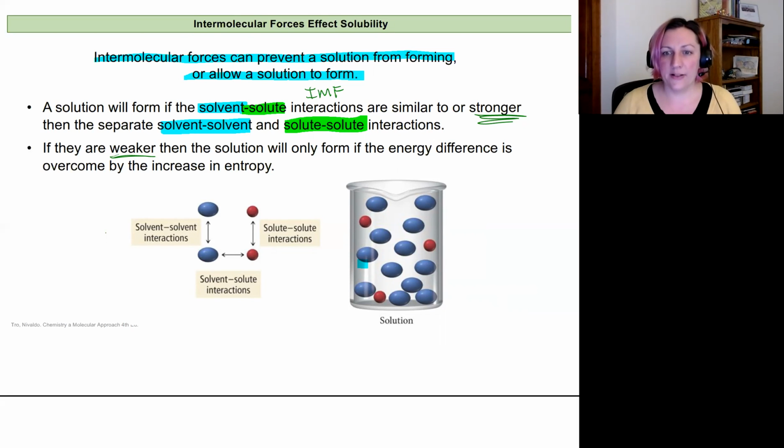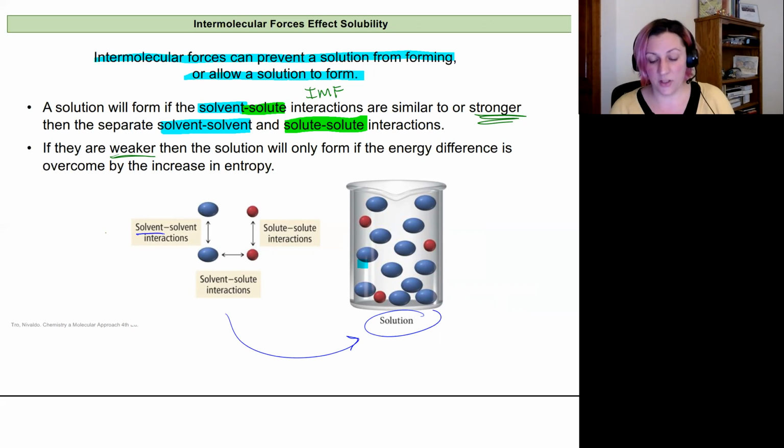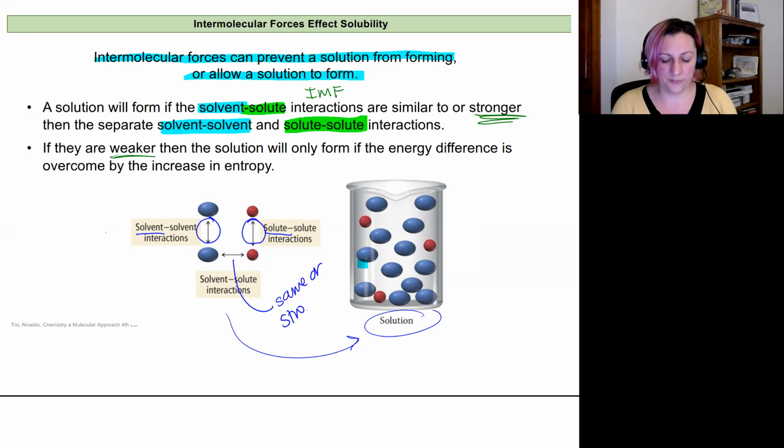So this requires some comparison. So the solution right here is only going to form from our particles. So we have our solvent particles right here in blue, and we have our solute particles in red. If these interactions right here between each of these are less than the interactions between the solvent and the solute. So those solvent-solute interactions need to be the same or stronger.